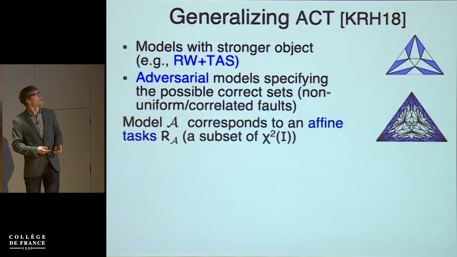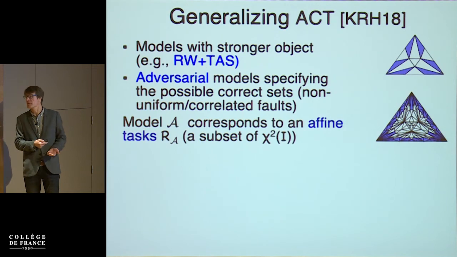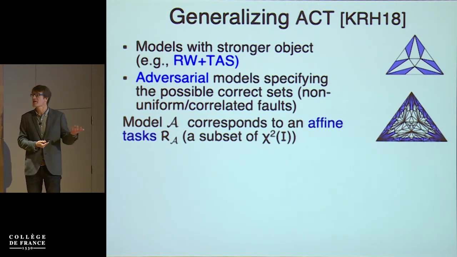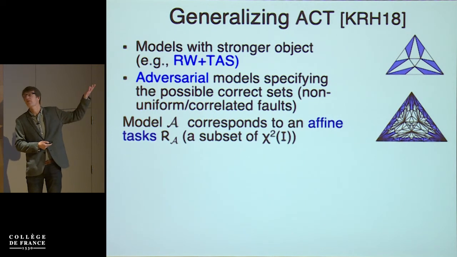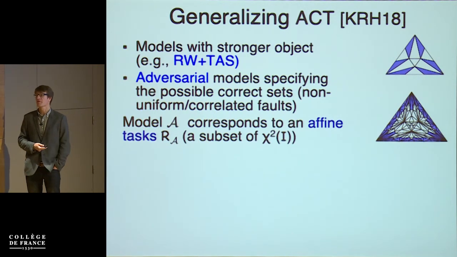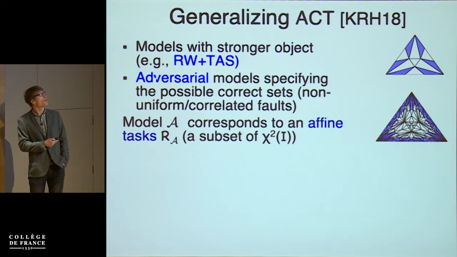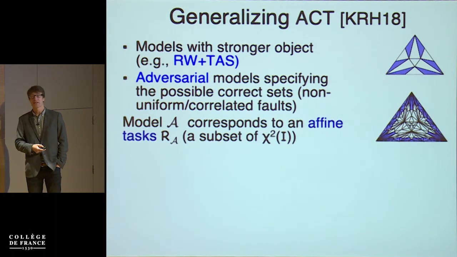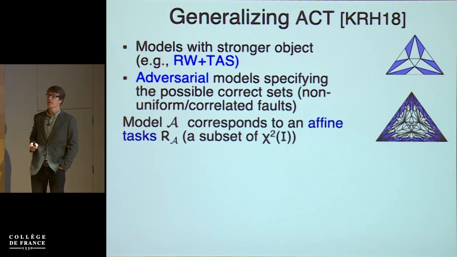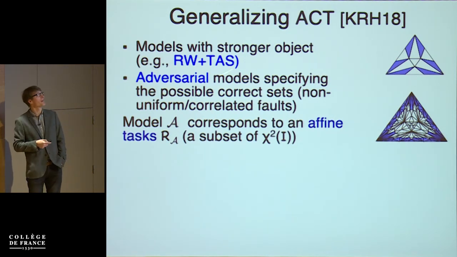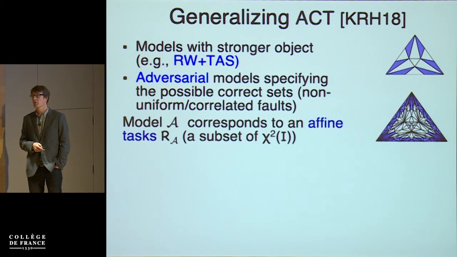For example, you can talk about models with stronger objects, like read, write, and test-and-set. What can you do? Can you generalize the theorem of asynchronous computability for this model? Or you have a model in which, for example, the scheduler is controlled. You exclude some executions. For example, you exclude some sets of processes which can be faulty. You say, well, only these subsets can fail. This is what we call adversarial computing models, and this somehow excludes certain executions from the model system.